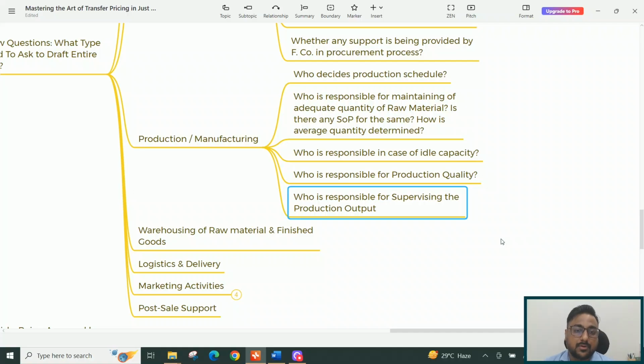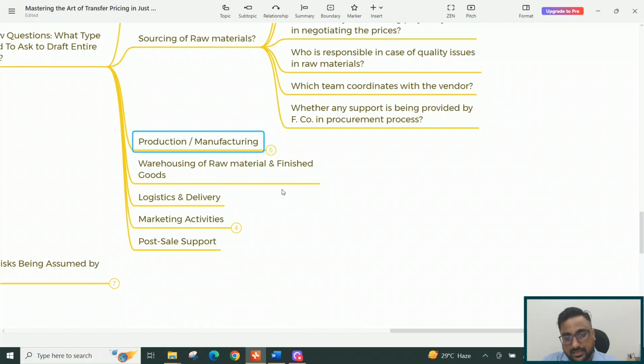See, wherever I am trying to say "who is", that means either the foreign company or the Indian company or both, the teams of both companies. And if there are teams of both companies, then which team performs the major amount of activities in that particular main activity, right? Which team performs that you need to understand, so that you will be able to properly, precisely draft the entire functional analysis, right?